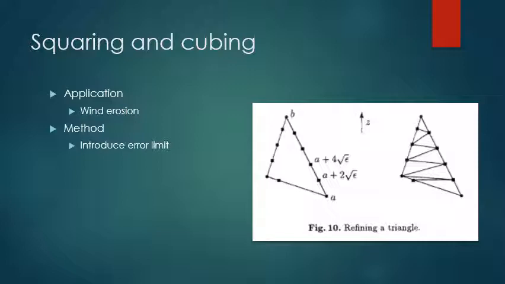And a method to do this is by introducing an error limit, because an immediate problem arises when wanting to cube or square a terrain. The square of a terrain t will be a piecewise quadratic function, whilst there only exist linear functions in TINs. Therefore, TINs cannot represent the square of t without an error. We therefore have to introduce new points on the edges of the triangles, as seen in the illustration, and triangulate these points as well in order to get a low enough error.